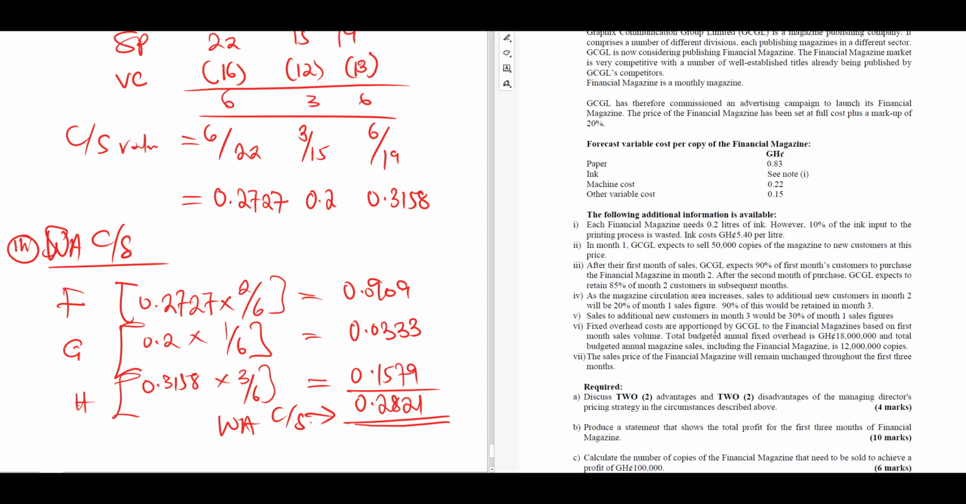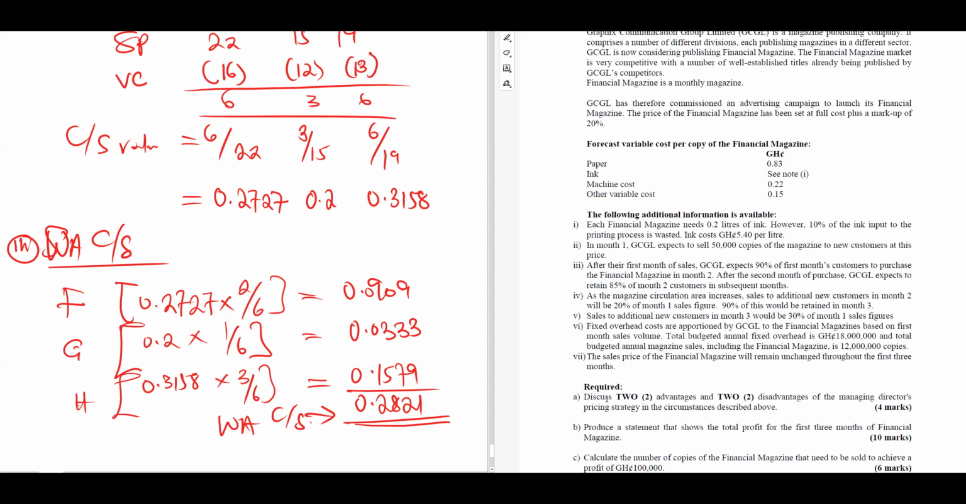Fixed overhead is apportioned by GCGL to the financial magazines based on first month sales volume. Total budgeted annual fixed overhead is 18 million, and total budgeted annual magazine sales, including the financial magazine, is 12 million copies. The sales price of the magazine will remain unchanged throughout the first 3 months.